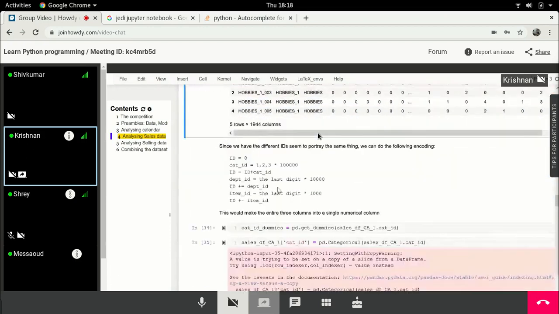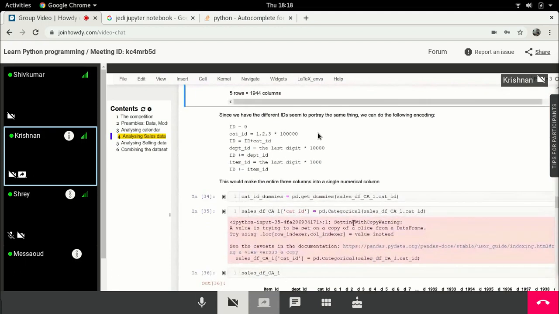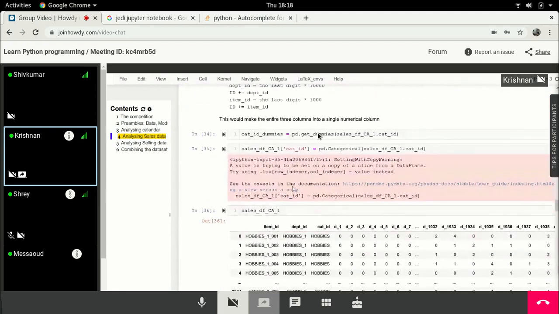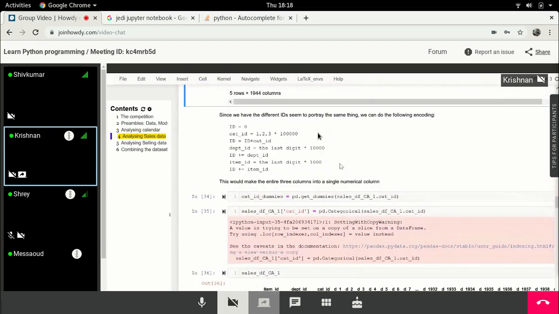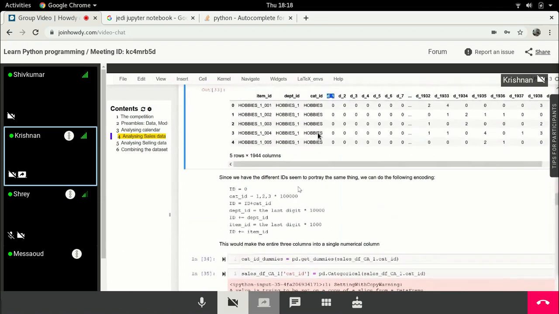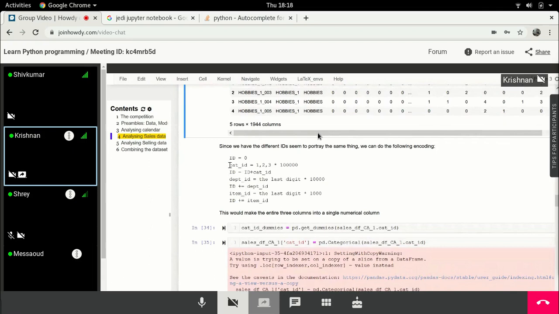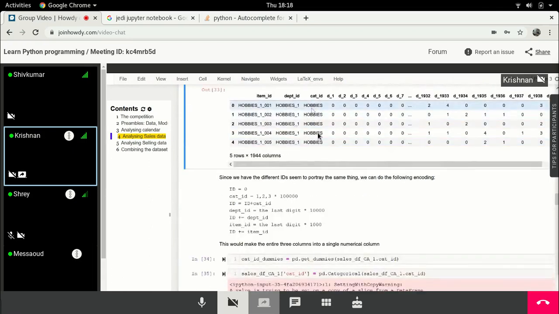Then I was trying a few things about creating an item ID in numerical format. I am not sure if I did that completely. The idea is that there is the category, which is 1, 2, 3, which is hobbies, foods, and household. Then you have department ID. I thought of multiplying it by 1,000.